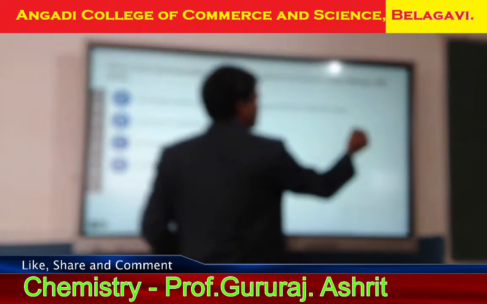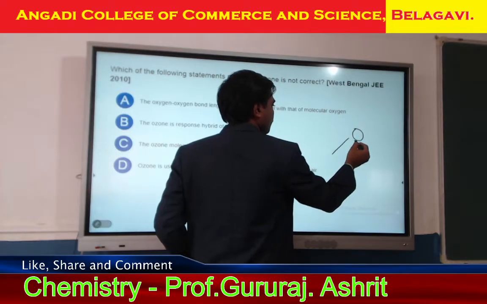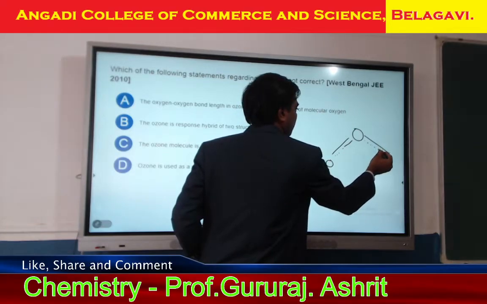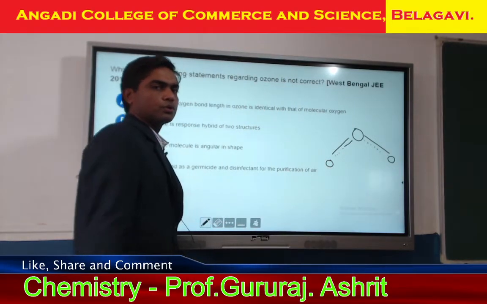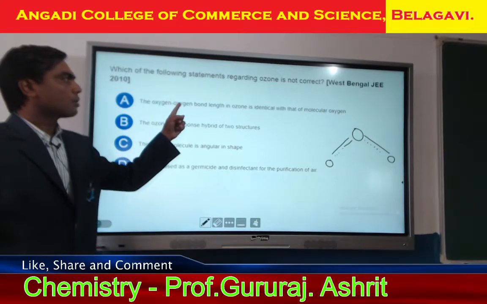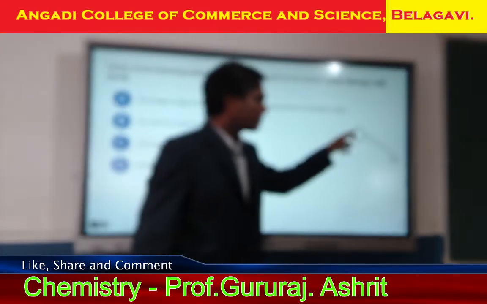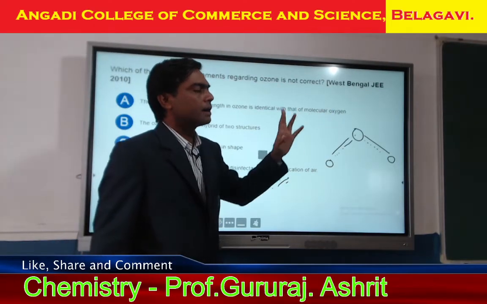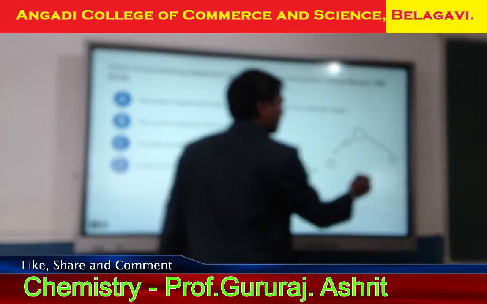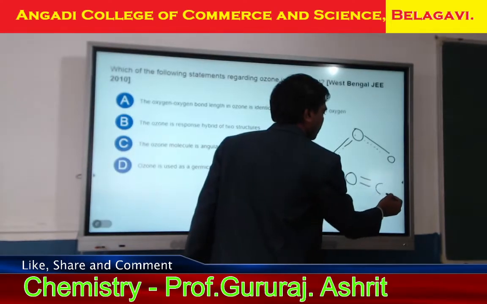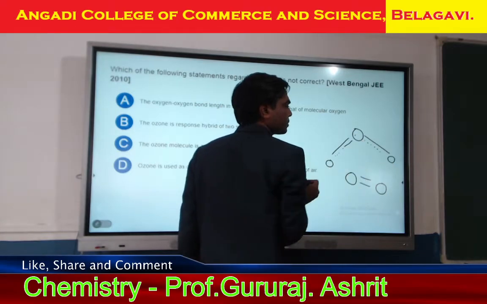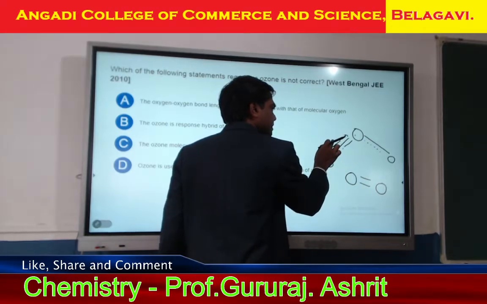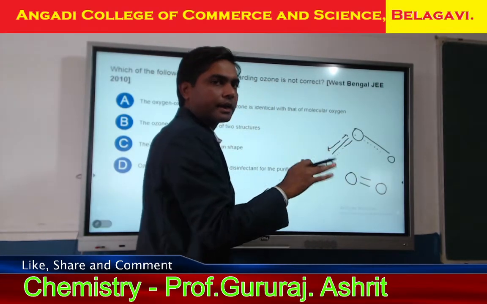First I will draw the structure of ozone. Ozone has a structure like this: O, a thick bond, one dotted line, and this one. This is the ozone structure. The first statement: the oxygen-oxygen bond length in ozone is identical with that of molecular oxygen. Molecular oxygen means O double bond O, and ozone is this one. He is telling that whatever the bond length is, it is similar to this bond. Is it correct or not?